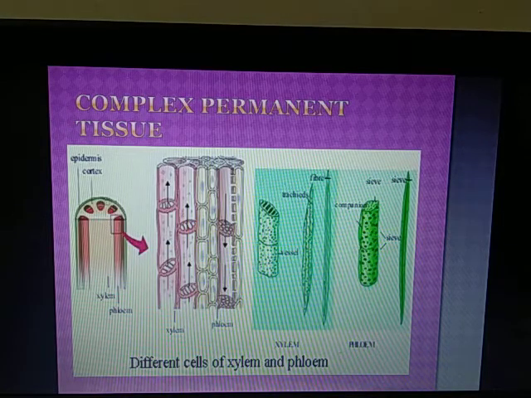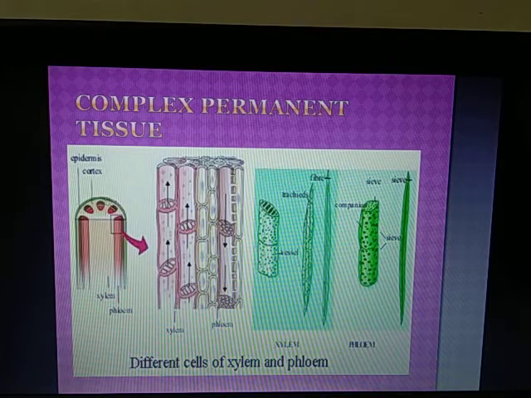So this is about the complex permanent tissue. Complex permanent tissues are also known as the conducting tissues, and they are also known as the vascular tissues, as they are present in bundles, so they are called the vascular bundles. So xylem and phloem together are also known as the vascular bundles. So dear children, this was our video on the complex permanent tissue and simple permanent tissue.